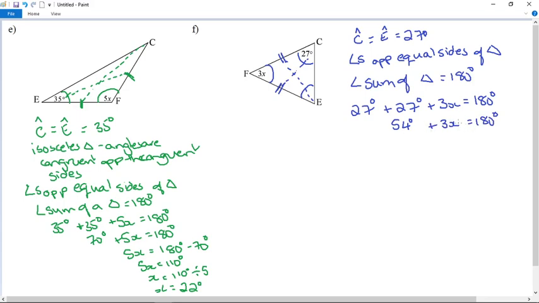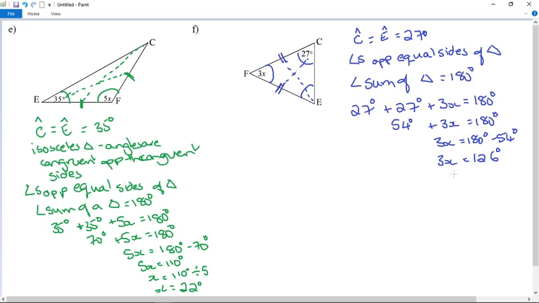So now this is a very simple two-step equation. We want to get the x by itself. So 3x is going to be equal to 180 degrees minus 54 degrees. I've taken 54 from both sides. So 180 minus 54, I think this is 126 degrees if I'm not mistaken. I'm not sure. 180 minus 54, yes, I think it's 126 degrees.